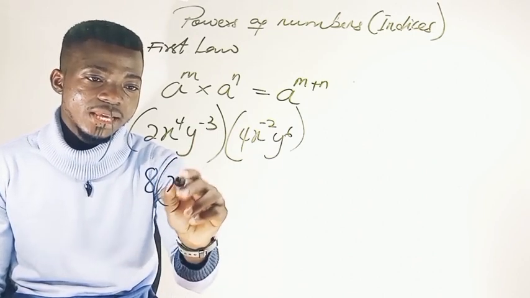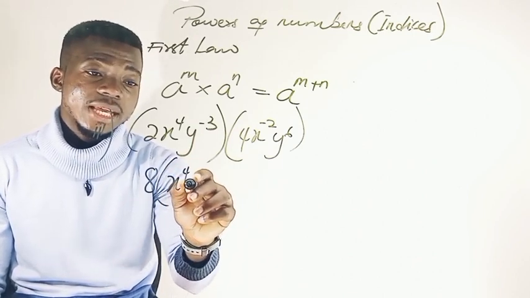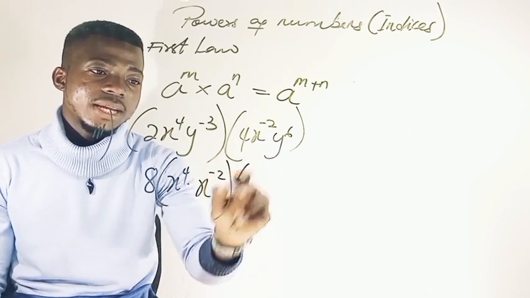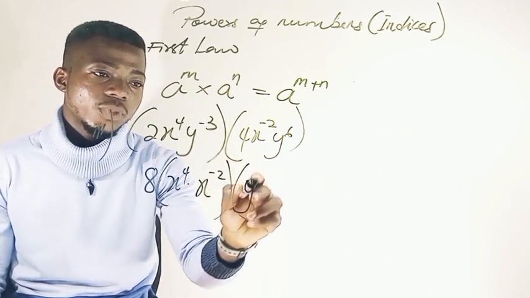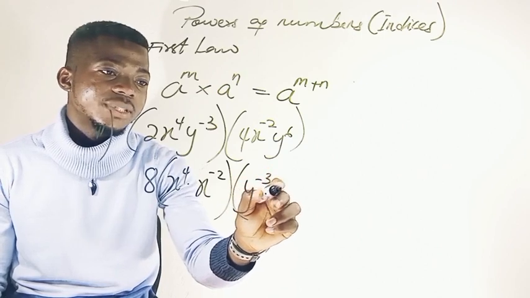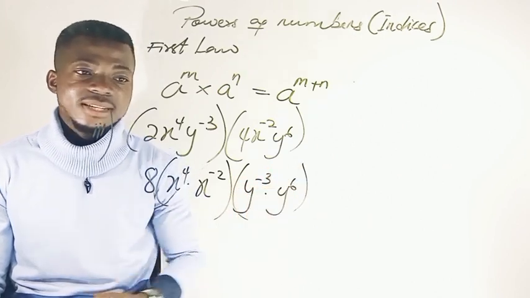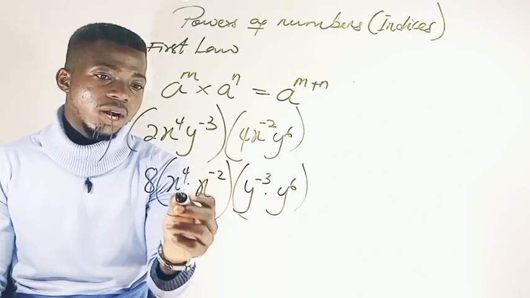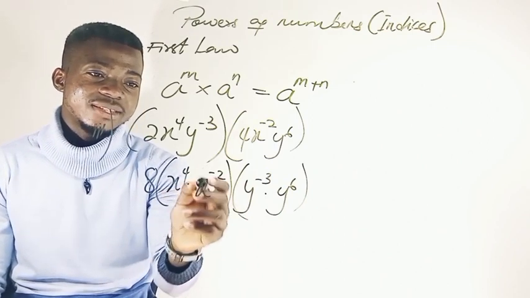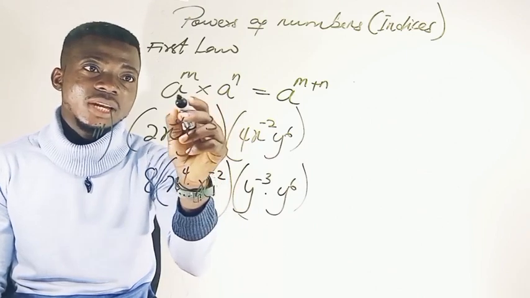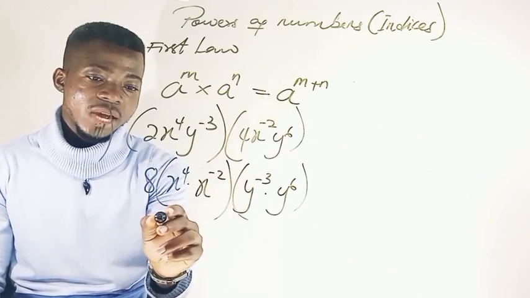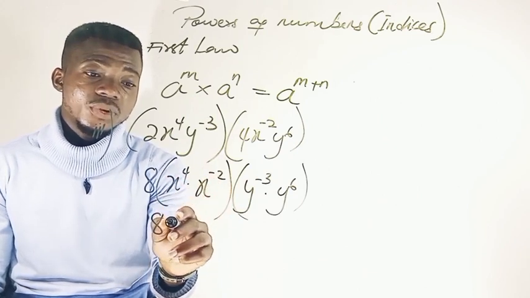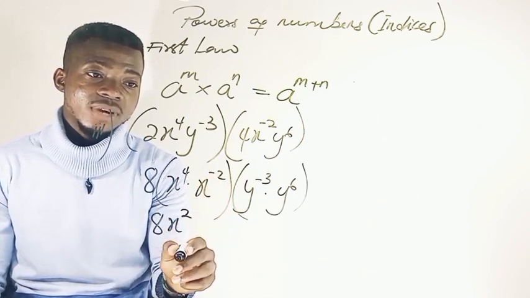Let me put it here. x exponent 4 times x exponent negative 2. Then we have y exponent negative 3 times y exponent 6. The dot is also representing times. So now, as they have the same base and are multiplying, according to the law you add the exponents. So here we have 8, 4 plus negative 2 will give us x exponent 2, right?